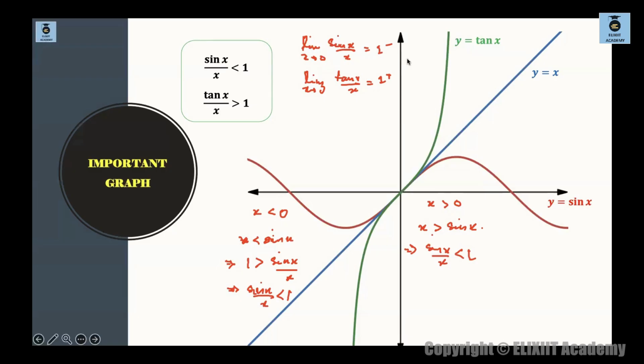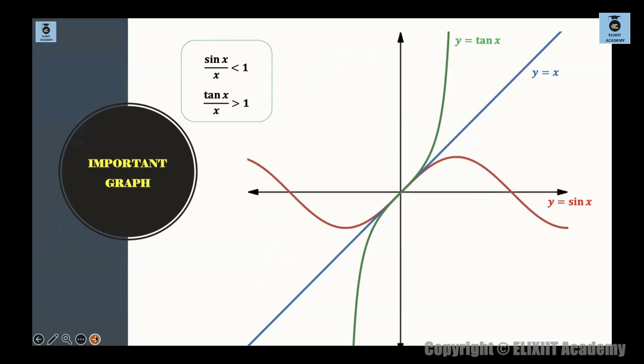As x tends to 0, your function also tends to some finite quantity, whatever it is, 1 plus or 1 minus. Okay, it is tending to 1. It is tending to infinity. That's how we deal with it actually. So these three graphs are extremely important. You are supposed to remember them by heart, as the calculations depend on them.